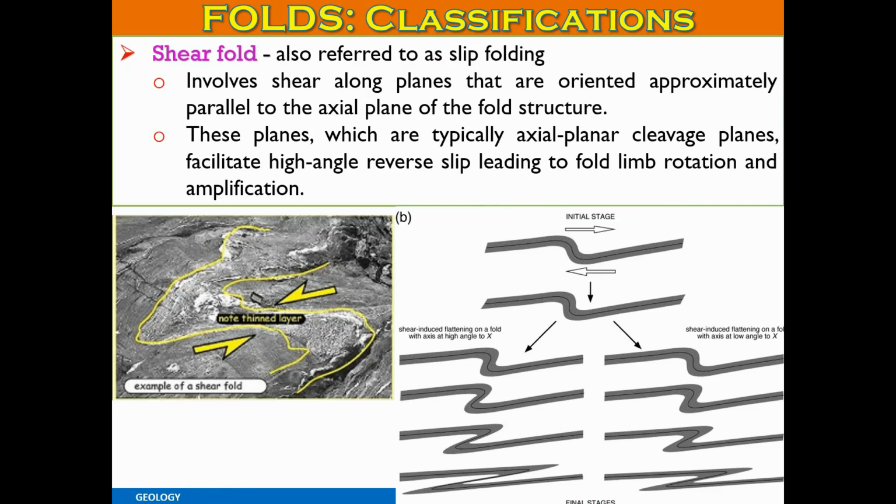So shear fold involves shear along planes that are oriented approximately parallel to the axial plane of the fold structure, and these planes facilitate high angle reverse slip. So there will be shearing, and this type of structure will be developed.